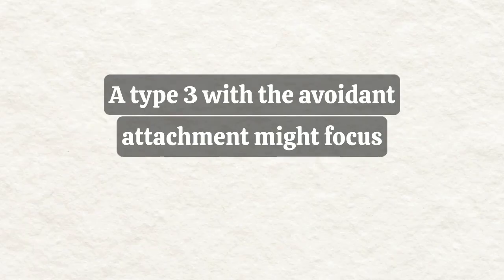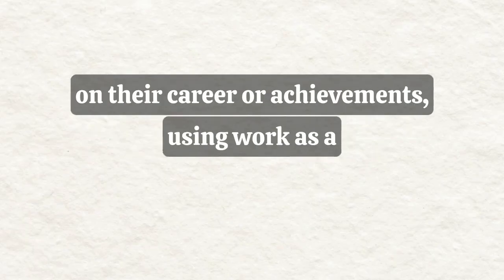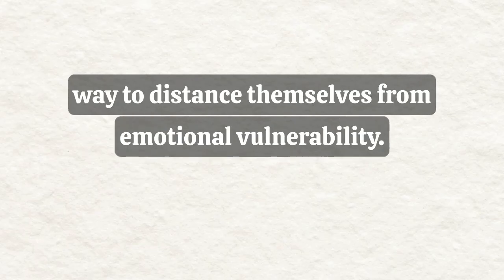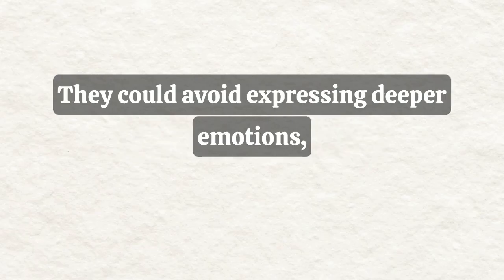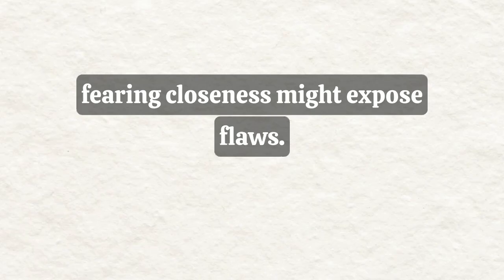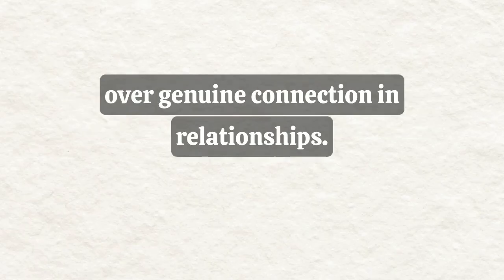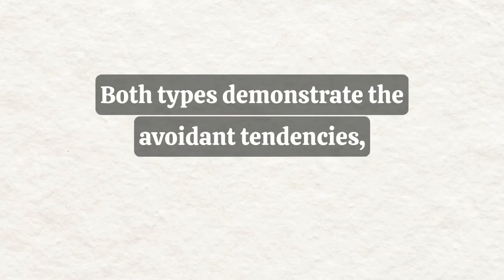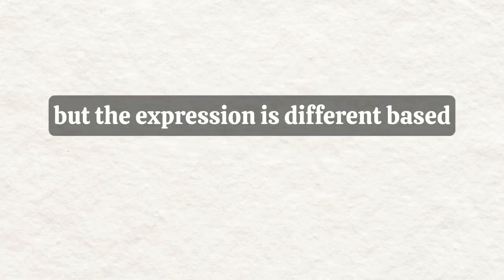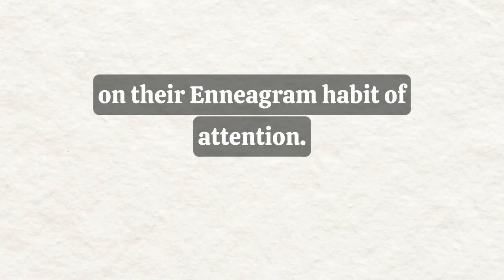A type 3 with the avoidant attachment might focus on their career or achievements, using work as a way to distance themselves from emotional vulnerability. They could avoid expressing deeper emotions, fearing closeness might expose flaws. They might prioritize their image over genuine connection in relationships. Both types demonstrate avoidant tendencies, but the expression is different based on their Enneagram habit of attention.